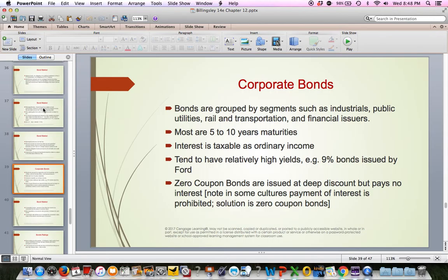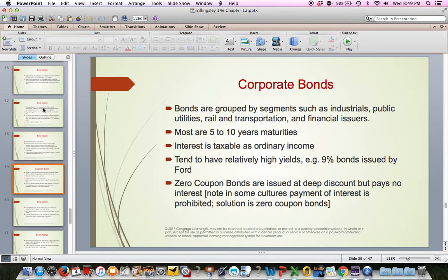Corporate bonds are issued by segments of corporations, industrials, public utilities, rail and transportation, finance companies. There's all kinds of examples of big companies that issue bonds. Most are 5 to 10 year maturities, but they can be up to 30 years too. Interest is fully taxable, and they tend to have higher yields because there's more risk.